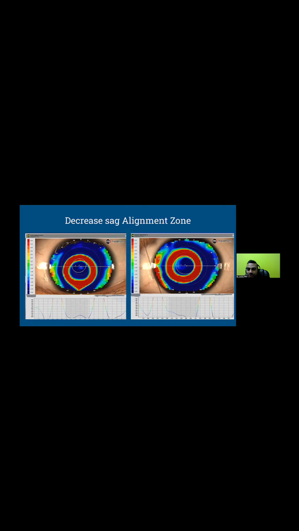And this is just showing the difference. This was the initial design on the left, and you can see decentering inferiorly, and all I did was really change that sagittal depth, basically reduce that sagittal depth in the alignment zone alone, and we got so much better centration, so much better outcome for this patient.